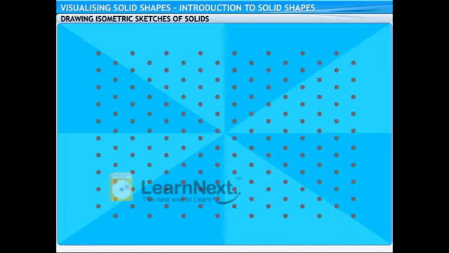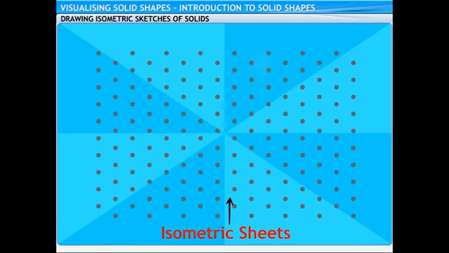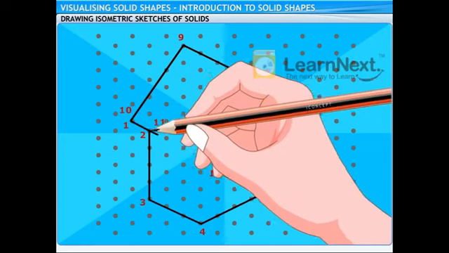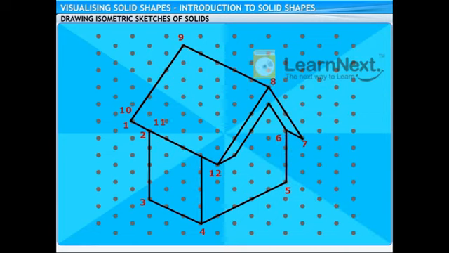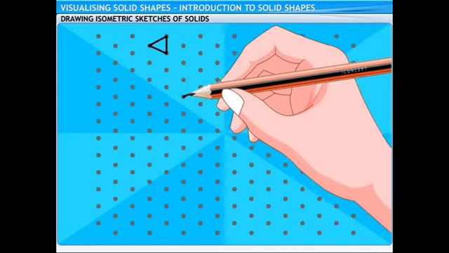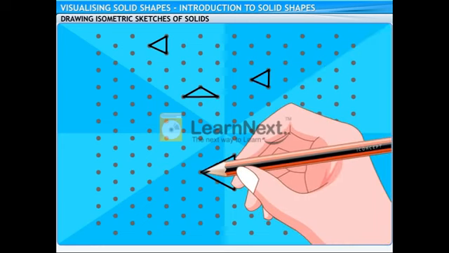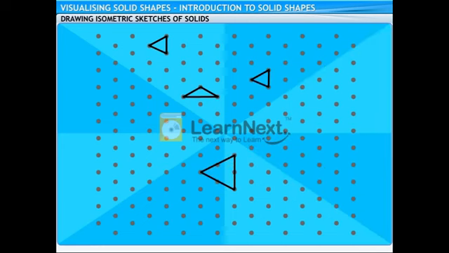Let's try another technique to draw sketches. You see the dotted sheet given here? Such sheets are called isometric sheets. Do you remember seeing them? All of us must have solved puzzles on isometric sheets at some point of time. The isometric sheet divides the screen into small equilateral triangles made of dots. Using the sheet, we can draw sketches with measurements that agree with that of a given solid.